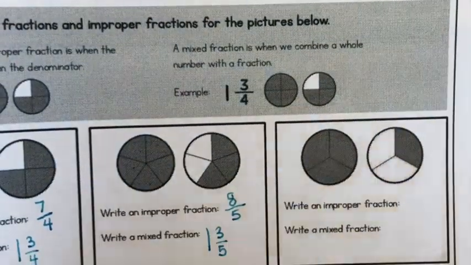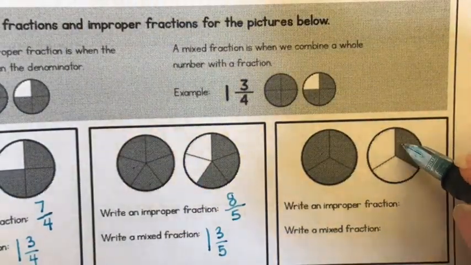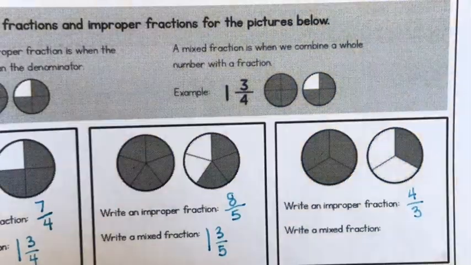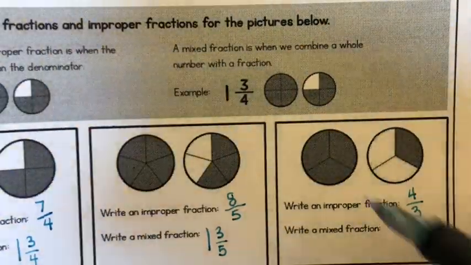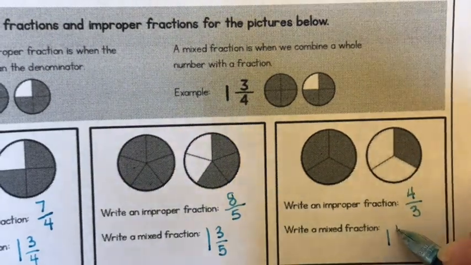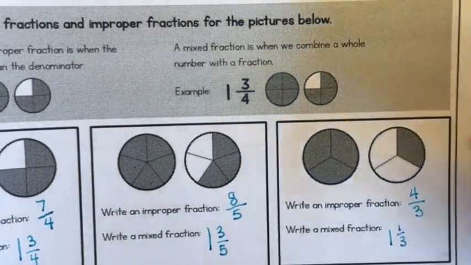Write as an improper fraction. I have 1, 2, 3, 4 thirds. Okay, and if I'm going to write it as a mixed fraction, I look first for my whole. I have 1 whole pie and then 1/3 of a pie. And that is what is left, or that is what is represented here.